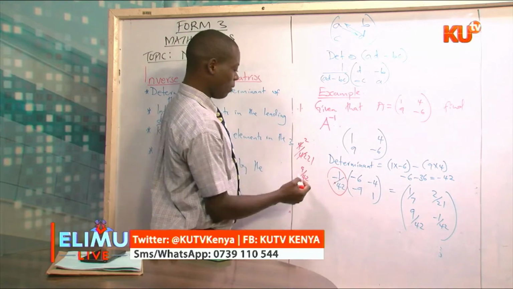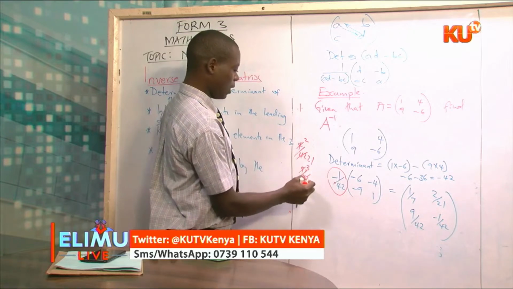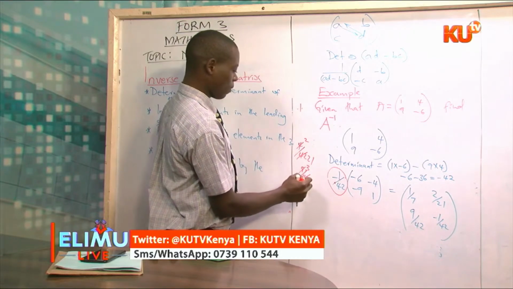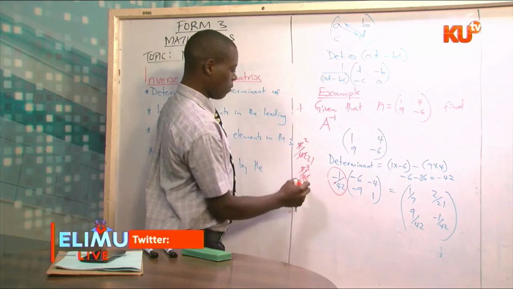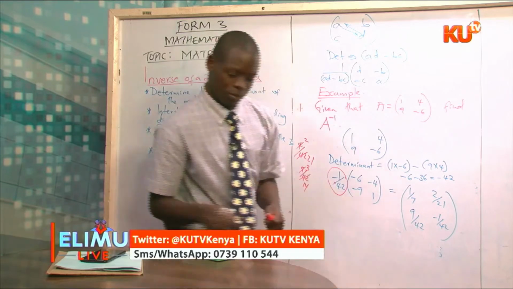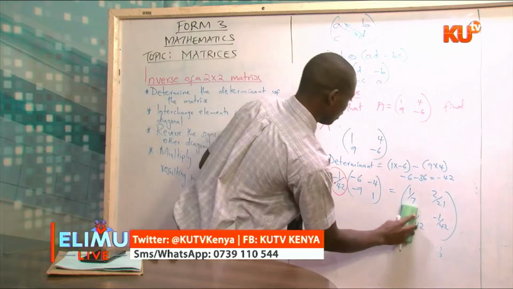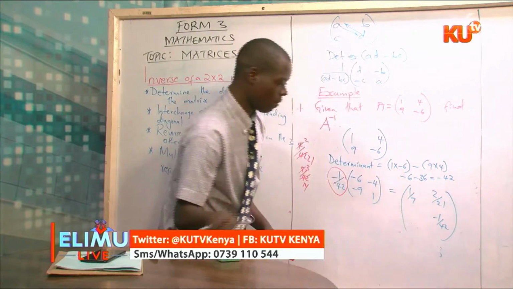Then negative 1 over 42 times negative 9 is positive 9 over 42. Again, that can be simplified because 3 can divide 9 and 42. To simplify, it should be 3 over 14.